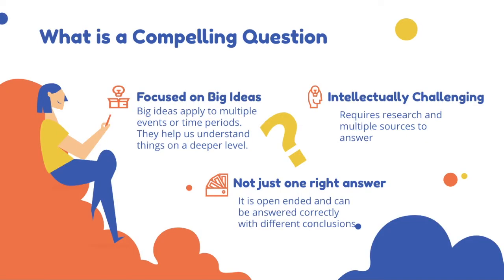So now that we understand the historical process, what is a compelling question? Compelling questions have three parts. First, they are focused on big ideas. These ideas can apply to multiple events or time periods. They help us understand things on a deeper level.